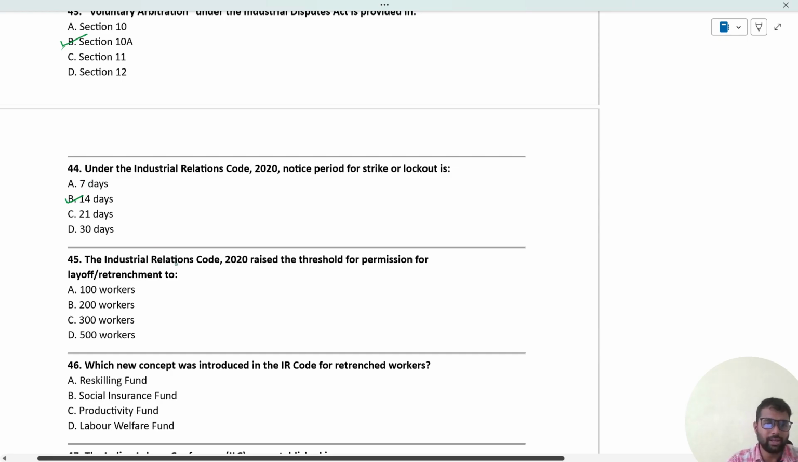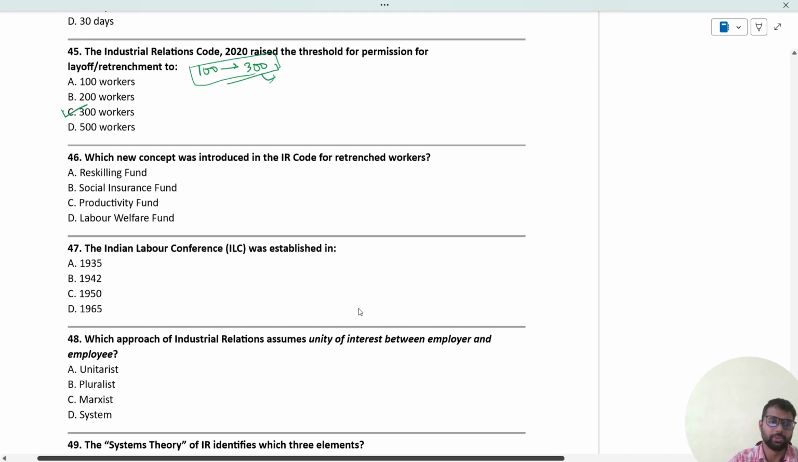Question number 45. The Industrial Relations Code 2020 raised the threshold for permission for layoff or retrenchment to 300 workers. Earlier it was 100 workers. Now it has been raised to 300 workers. So if you have 300 employees in your organization, before laying off or retrenchment, you will have to seek permission.